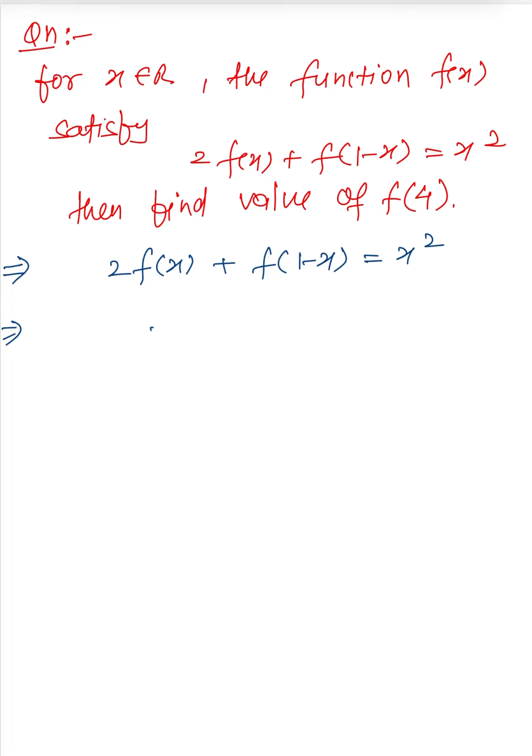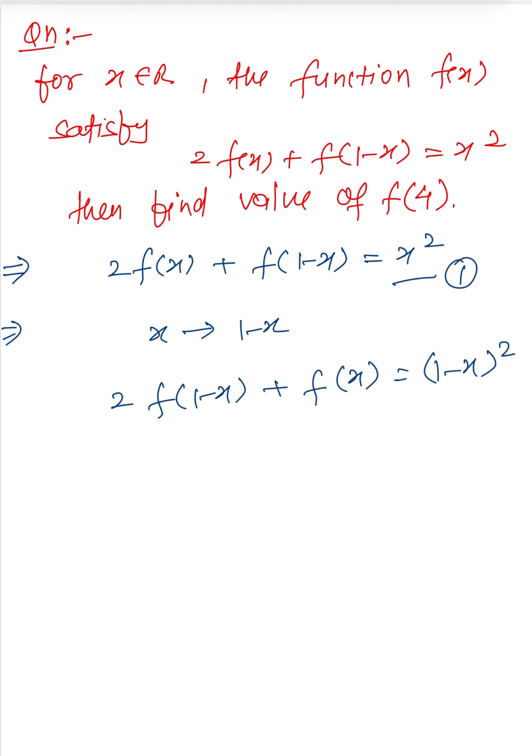In this type of question, just replace x with 1 minus x in the equation. So you will get 2 times f of 1 minus x plus f of x is equal to (1 minus x) whole square. Now from equation 1 and 2, eliminate f of 1 minus x, then you will get f(x). So you have to eliminate f of 1 minus x from these two equations.